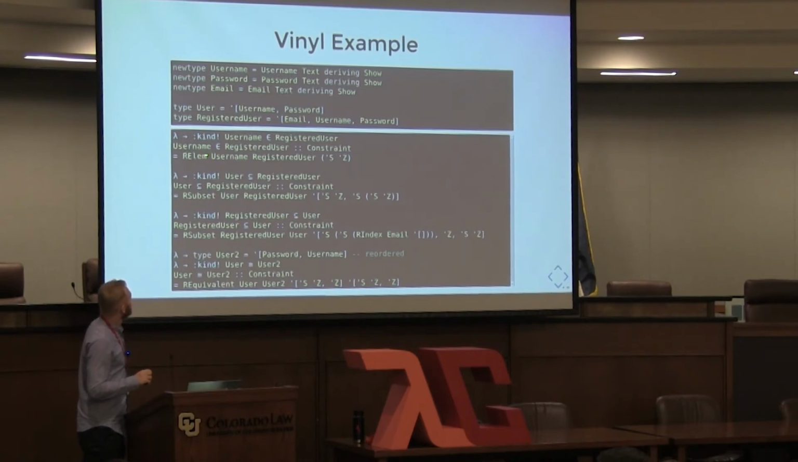So we'll see a username is an element of a registered user, and it says the username is an element of the registered user, and its index is 1. So username is in registered user, and this is 0, 1, 2. When we evaluate the kind of user subset of registered user, we get this cool result: user is a subset of registered user, and my indices are 1 for username and 2 for password. So I think that's kind of cool.